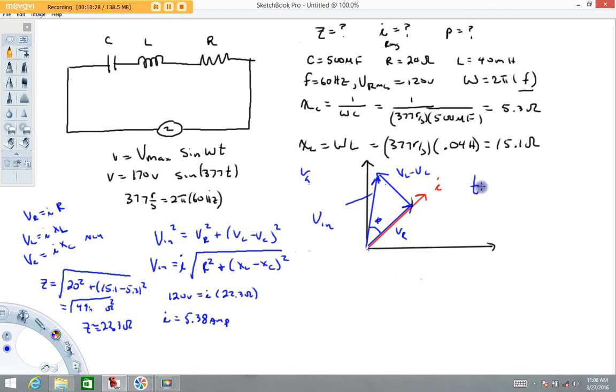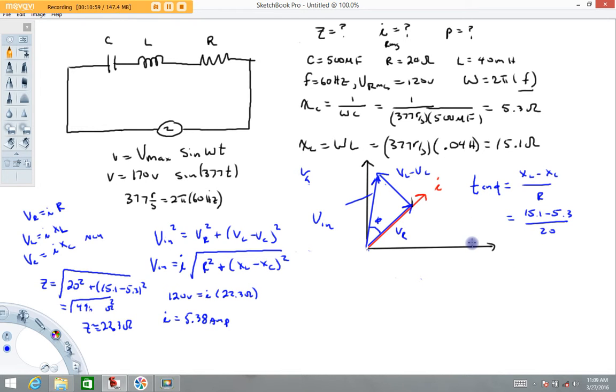The tangent of the angle phi is going to equal this voltage divided by this voltage. Now remember that these have IR terms, like this is going to be I X_L, this is going to be I X_C, this is going to be IR. So what I'm going to do is just divide those I's out. So that's going to be X_L minus X_C over R, which in this example is going to be 15.1 minus 5.3 over 20.